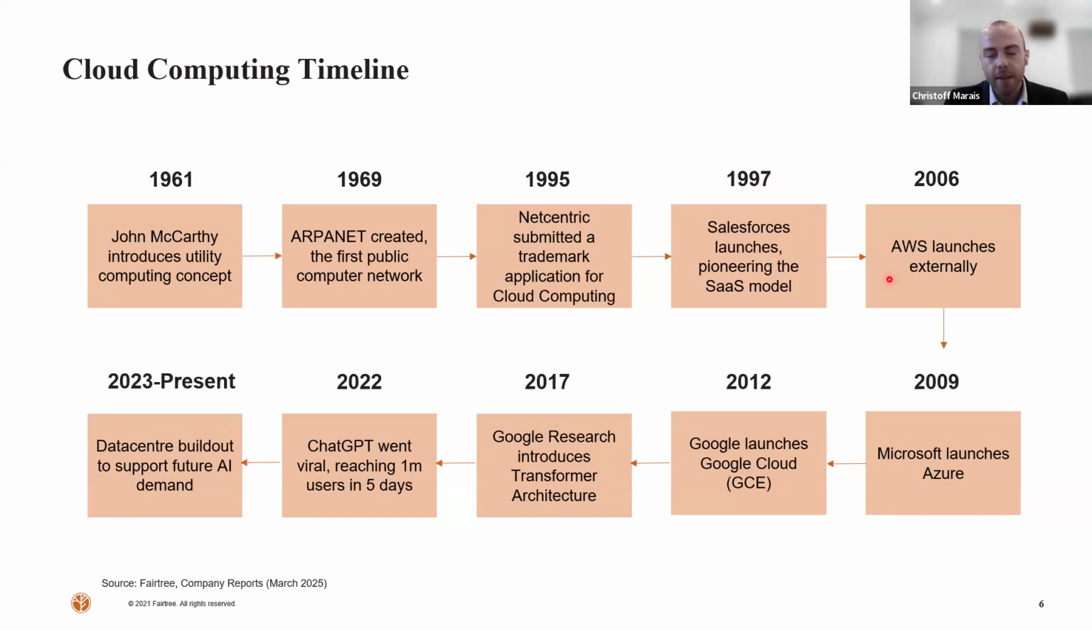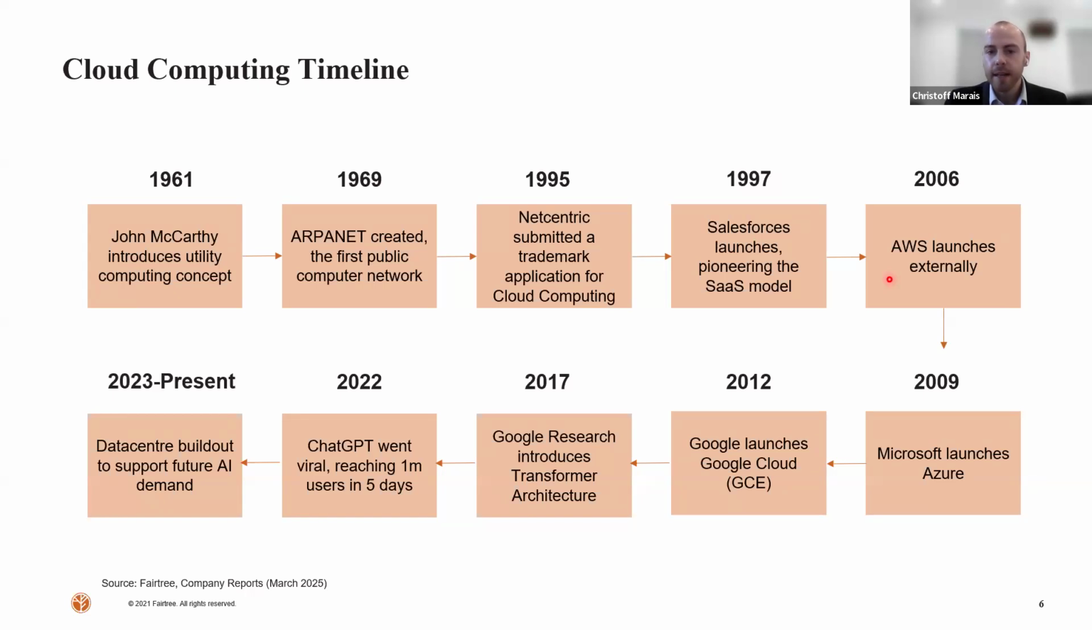In 1969, ARPANET was created, which is basically the first public network. This was actually a joint venture between the Department of Defense and universities in the US. In 1995, the term cloud computing was trademarked by Netcentric. In 1997, Salesforce launched the first SaaS model. SaaS stands for software as a service, and we'll discuss it on the next slide, but that's one of the building blocks of the public cloud providers.